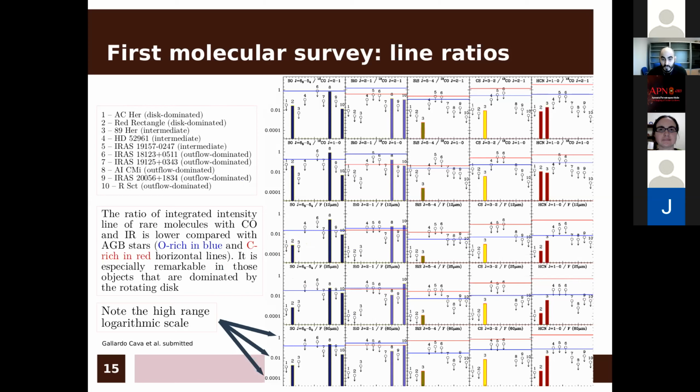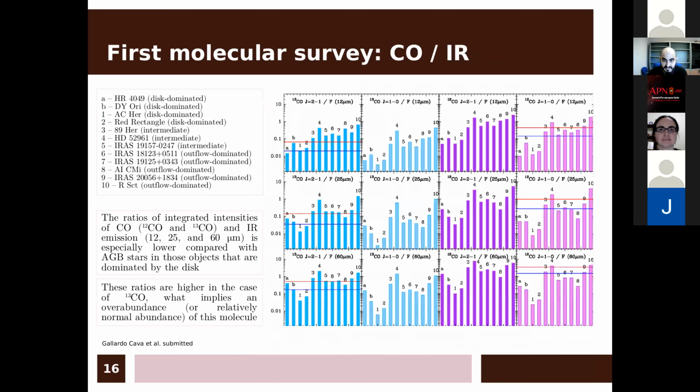This low molecular emission is also present if we compare CO with infrared emission, again at 12, 25, and 60 microns, and always compared with AGBs. We see that the emission of CO is lower compared with AGBs, especially in the case of the disk-dominated sources. It is not the same case with 13CO, where we see an overabundance of 13CO, or a normal abundance of CO, compared with AGBs.